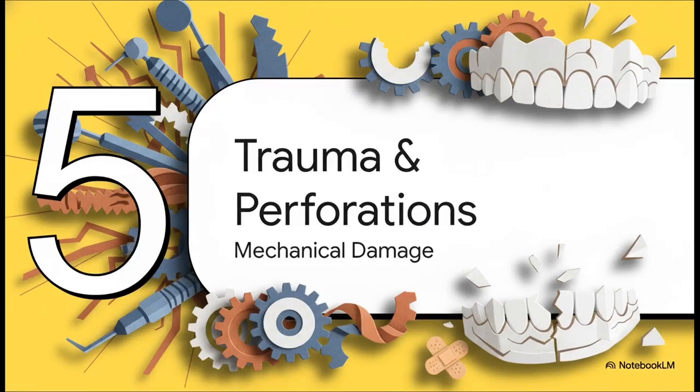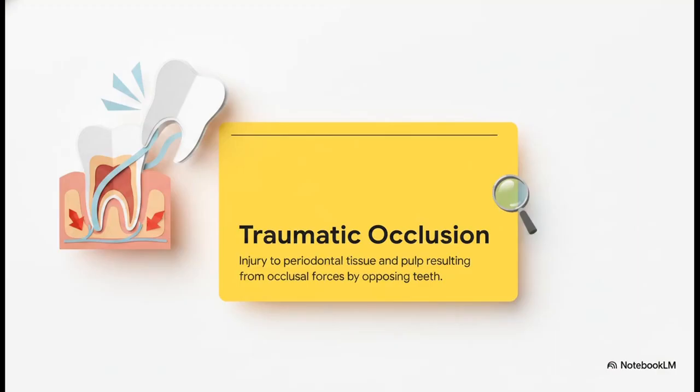Moving right along to Section 5, Trauma and Perforations, Mechanical and Iatrogenic Damage. First up, we need a crystal clear definition of traumatic occlusion. It's essentially an injury to the periodontal tissue and the pulp of a tooth caused directly by occlusal forces from an opposing tooth or teeth. You really have to visualize this mechanism. The biting force from the opposing arch is literally driving trauma straight down into the periodontium and right into the pulp chamber. It's like a tiny repetitive hammer blow.